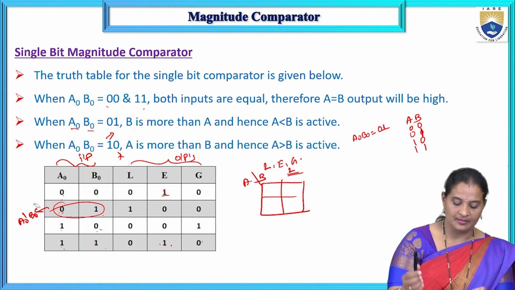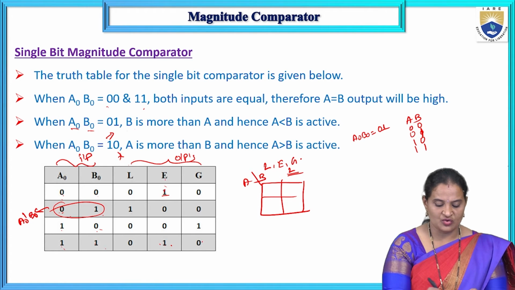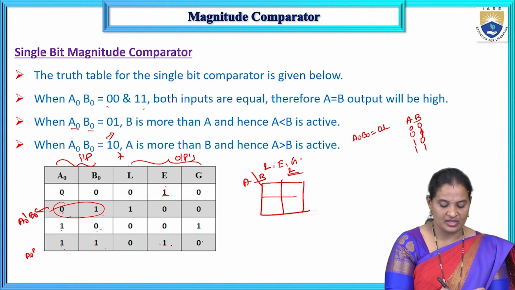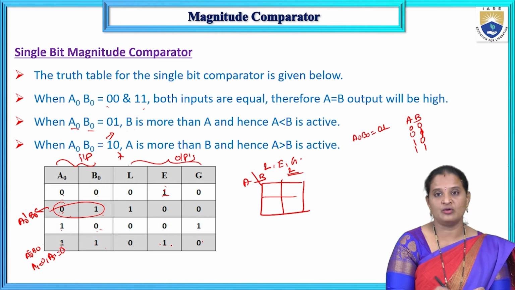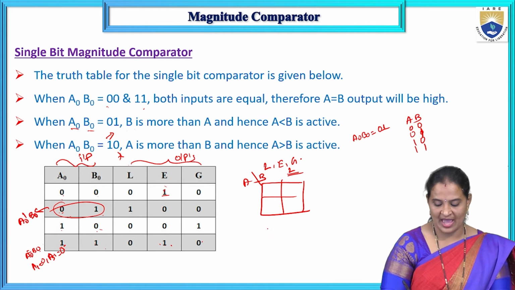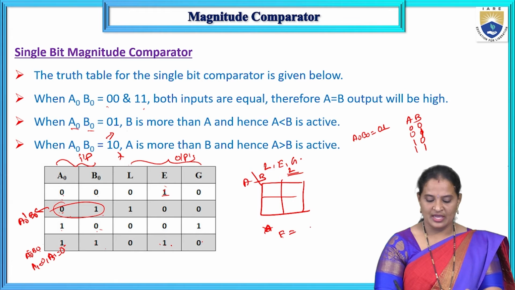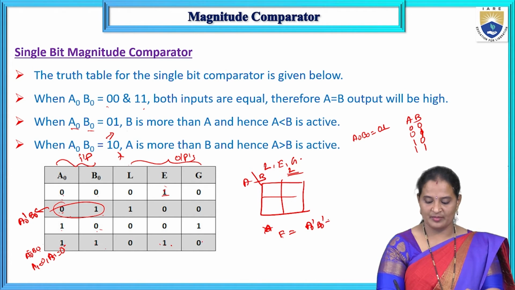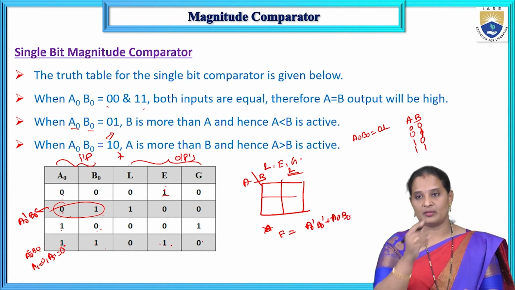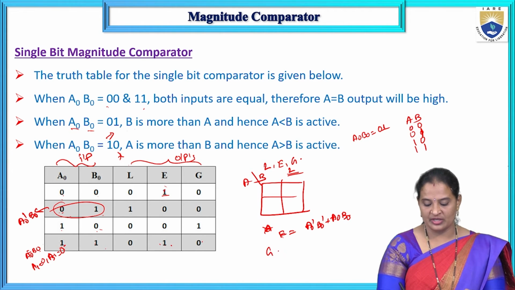And similarly, now let us see, A equal to B is 1 for 2 combinations. What are the 2 combinations? A naught, B naught both equal to 0, and the next one, A naught and B naught both equal to 1. So I can write the minterms for this one as A naught complement B naught complement plus A naught B naught. So this is for equality.